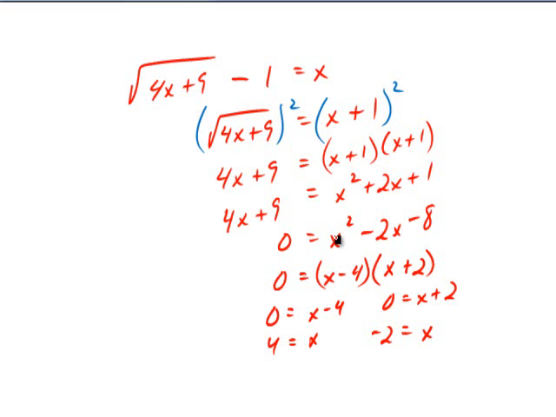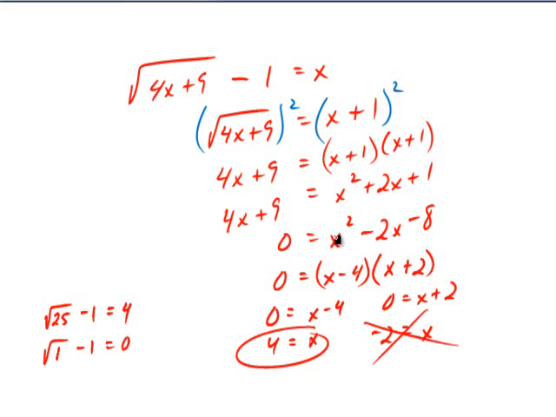I want to check those solutions. If I plug 4 back in the original problem, I have the square root of 16 plus 9 is the square root of 25, minus 1, that's 5 minus 1 or 4, which x is equal to 4. So this checks out. If I plug in negative 2, I get negative 8 plus 9 is 1, square root of 1, minus 1 gives me 0, but x was supposed to be negative 2. That didn't check out.